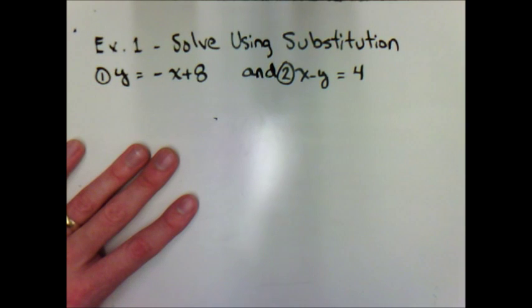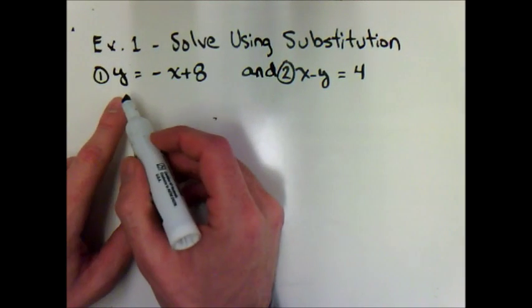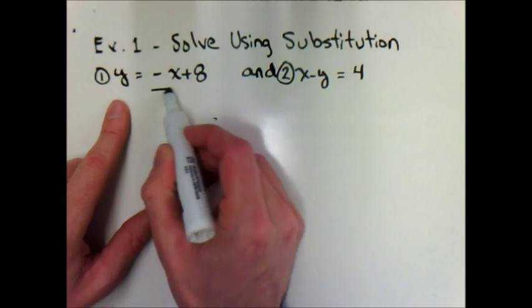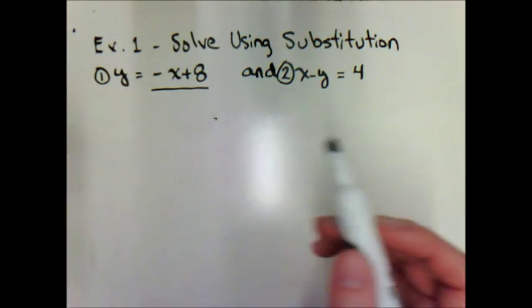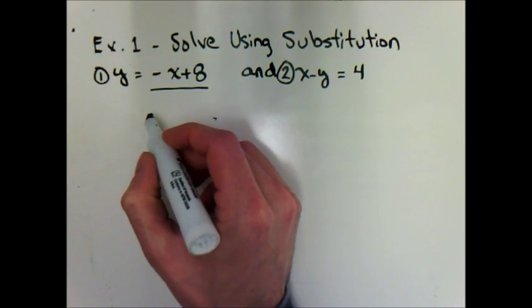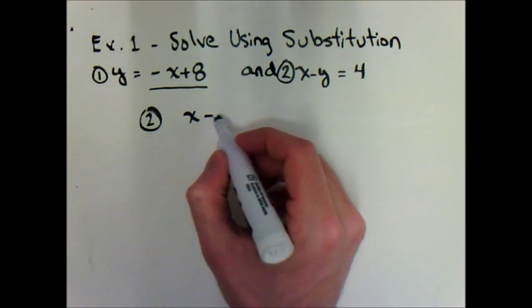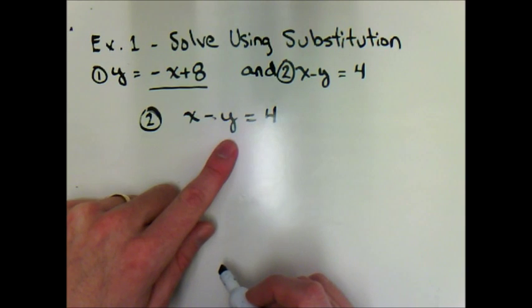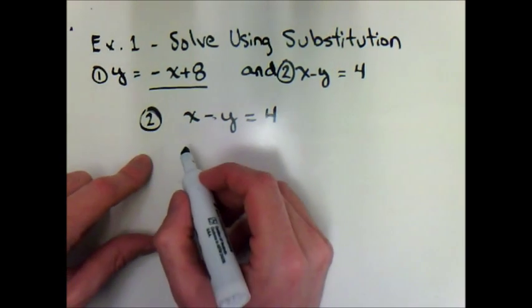So step 1, equation 1 is in the right form, right? So we can substitute negative x plus 8 into equation 2 for y. And this is essentially what we've been doing. If we know that y is equal to negative x plus 8, then we should be able to substitute this for y wherever we see y. So we can take equation 2, and instead of it being x minus y equals 4, wherever we see a y, we can substitute negative x plus 8. So let's go ahead and do it.